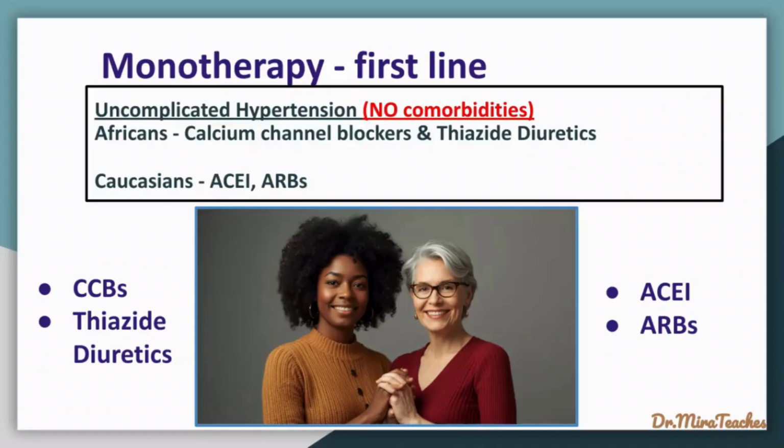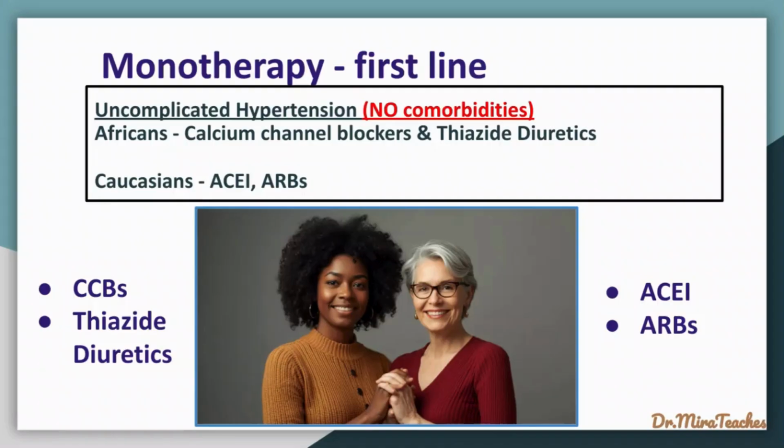Okay. So we've seen a lot of medications, but how do we know which one to begin with? Usually you want to begin with one medication if it's straightforward hypertension, no complications, no comorbidities. You just want to start with one medication. Now, for your first line, for monotherapy, you need to consider the race of the individual.